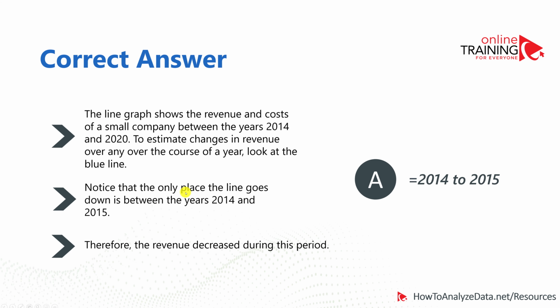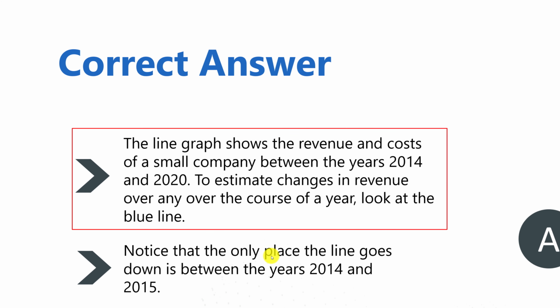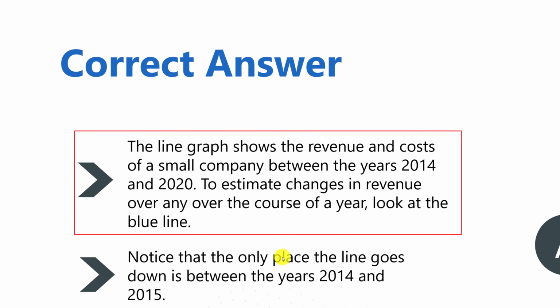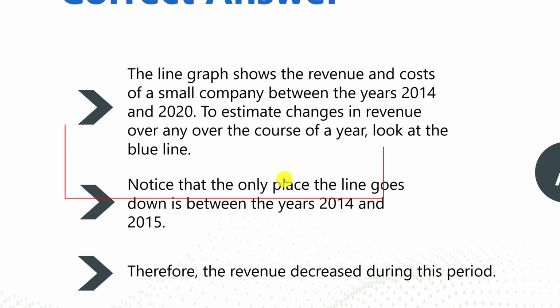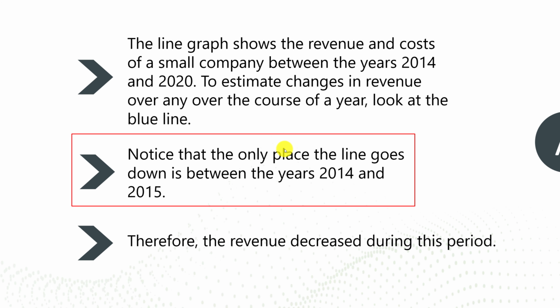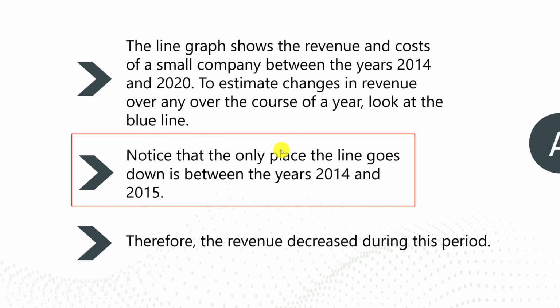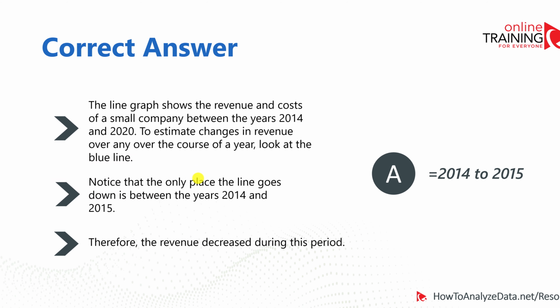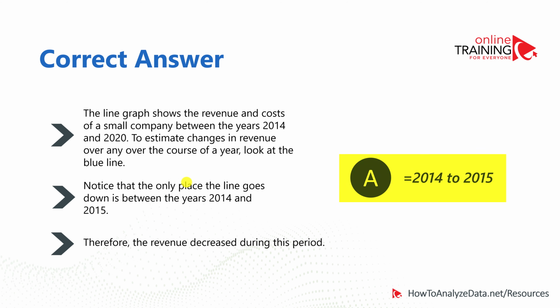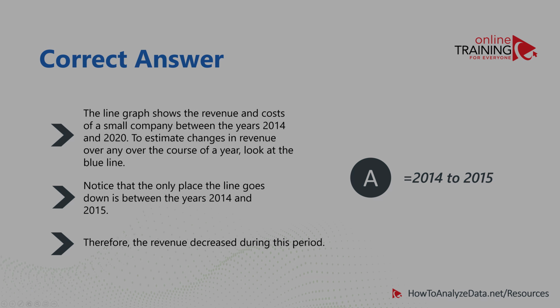Now let's recap. The line graph shows the revenue and costs of a small company between the periods of 2014 and 2020. To estimate the changes, you need to find the spot on the line which goes down. Only place when line goes down is between the years of 2014 and 2015. Therefore, choice A, which shows 2014 to 2015, is the right answer for this question. Hopefully you got this one right.